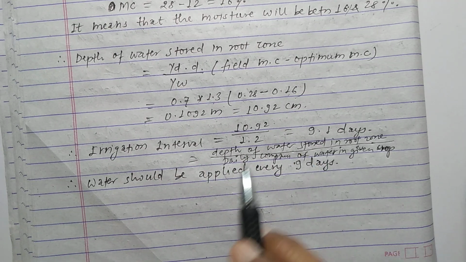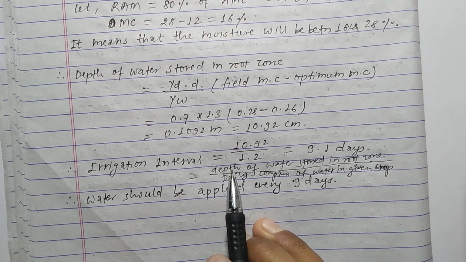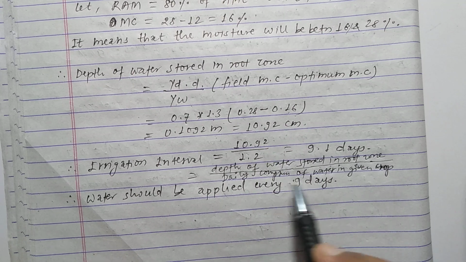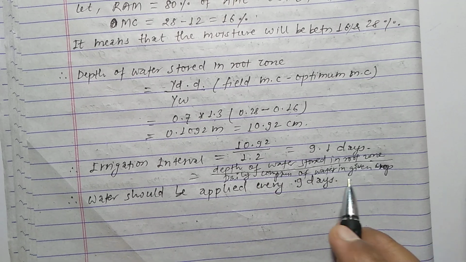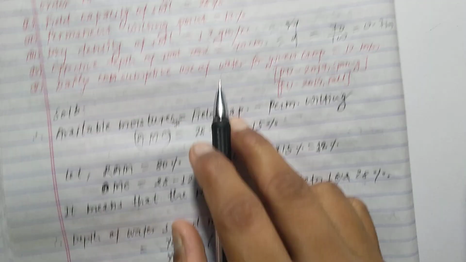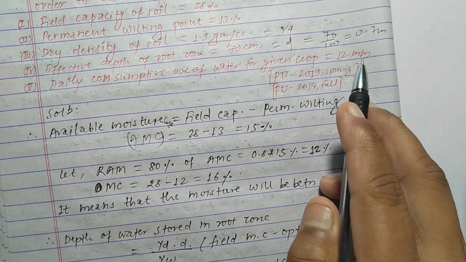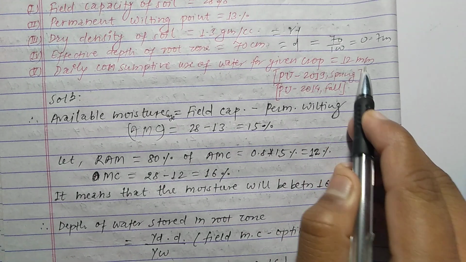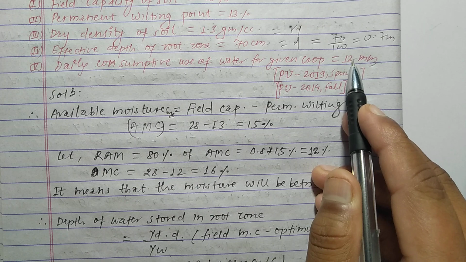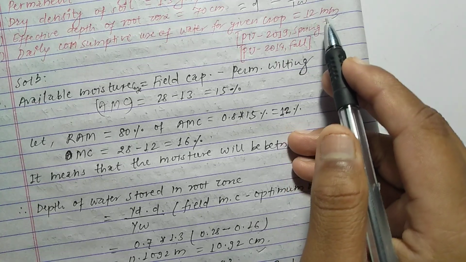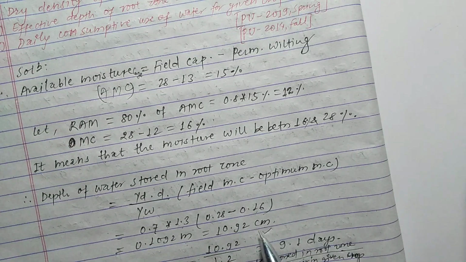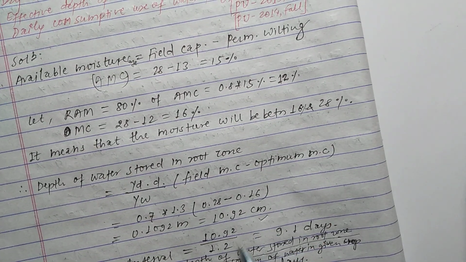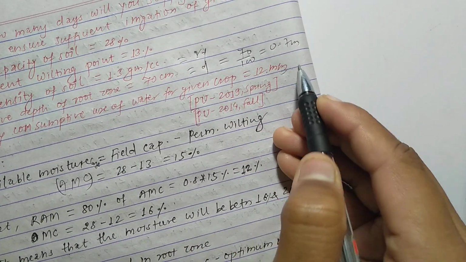root zone we have already calculated, that is this value is 10.92 in cm, okay. So 10.92 in cm, and the daily consumption of water in a given crop is given in the question. Daily consumption use of water given for a crop is 12 mm, okay. But you can see here this is in cm, but this is in mm. So we have to convert this value either in cm, or in mm, okay. So this value is cm, so let's convert this value in cm.